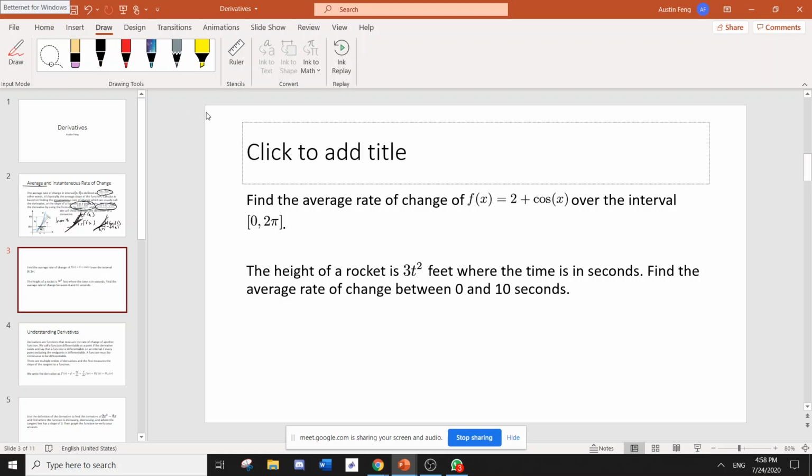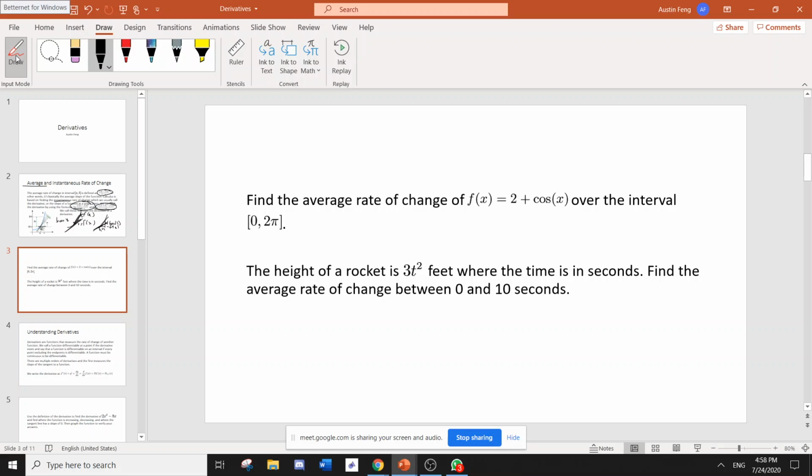Find the average rate of change for f of x is equal to 2 plus cosine x over the interval of 0 to 2 pi. So cosine of 0 is equal to 1, and cosine of 2 pi is equal to 1. So we see that f of 0 is equal to f of 2 pi.